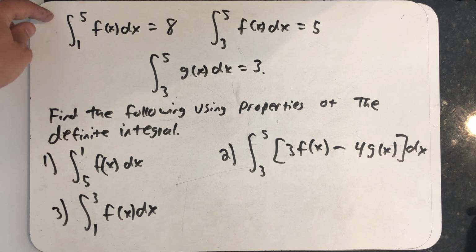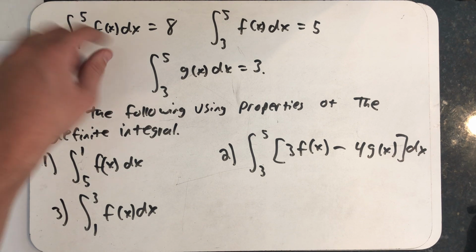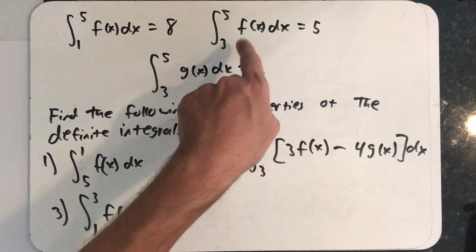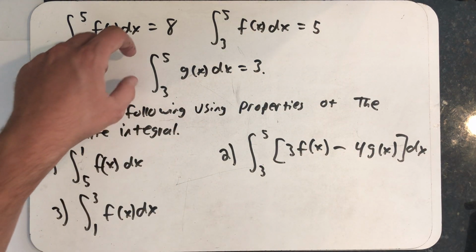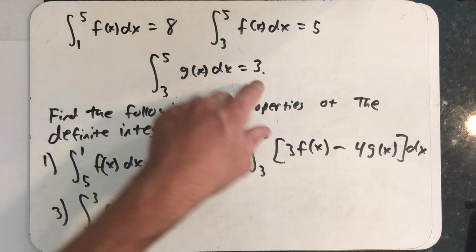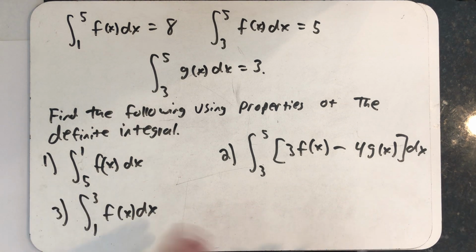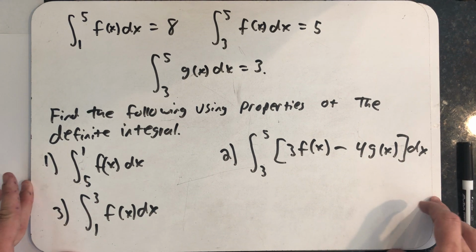F is integrable from 1 to 5, and its definite integral from 1 to 5 is 8. Its definite integral from 3 to 5 is 5. And g of x's definite integral from 3 to 5 is 3. So all I know about g is that it's integrable from 3 to 5. And then I'm asked to solve these 3 puzzles based on that information.